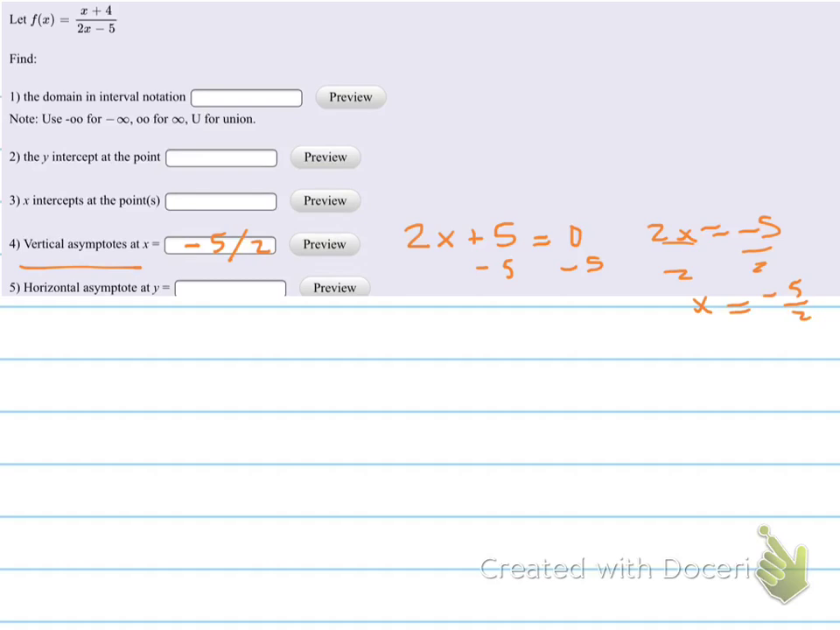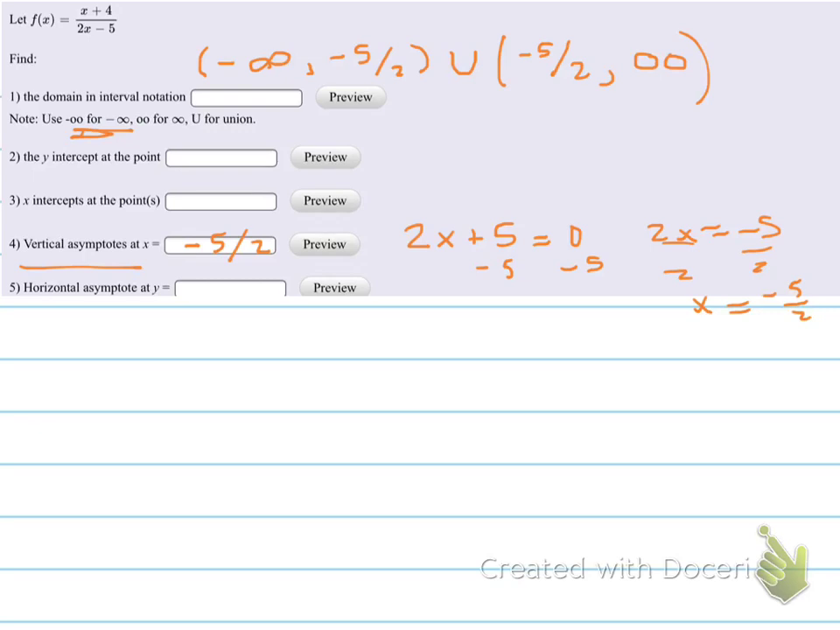So the domain for this function is going to be parentheses, negative infinity, and it says to use, again, these little O's. They're tiny O's. And then we go to 5 halves. And then we're going to union that. That means it's going to be both of these sets, with 5 halves to infinity, which are two little O's again. So that's our domain.